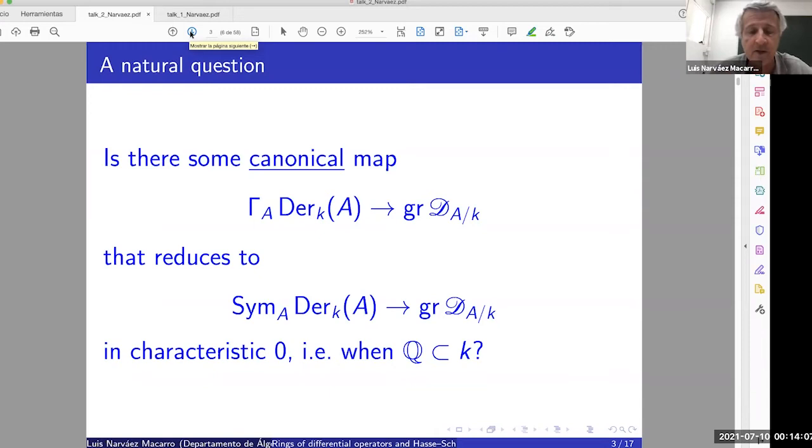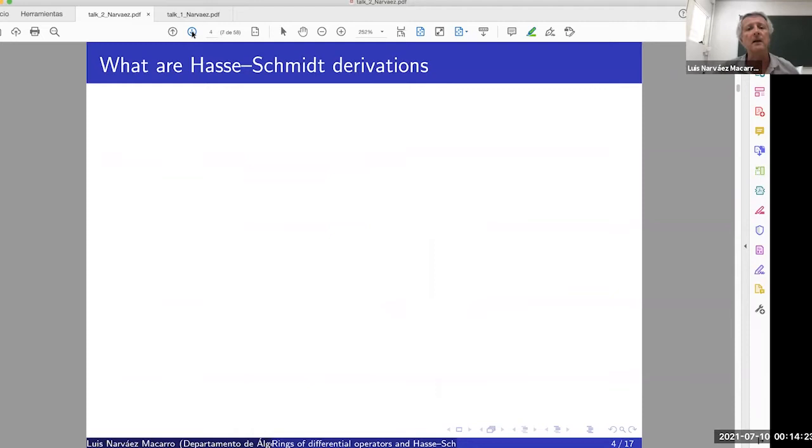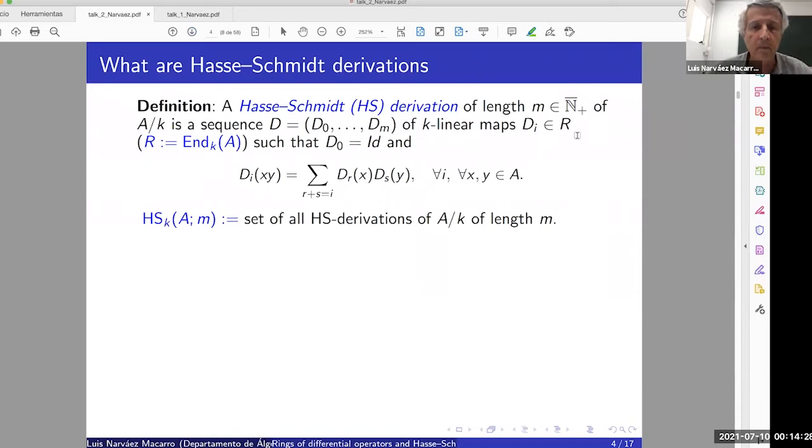And in order to answer this question, we are going to explain what Hasse-Schmidt derivations are and the different constructions we can do with them. So what are Hasse-Schmidt derivations? We always start with a base ring K and a commutative K-algebra A. So a Hasse-Schmidt derivation of length M is a sequence of K-linear operators, in such a way that the zero term is the identity, and for the others we have a Leibniz property.